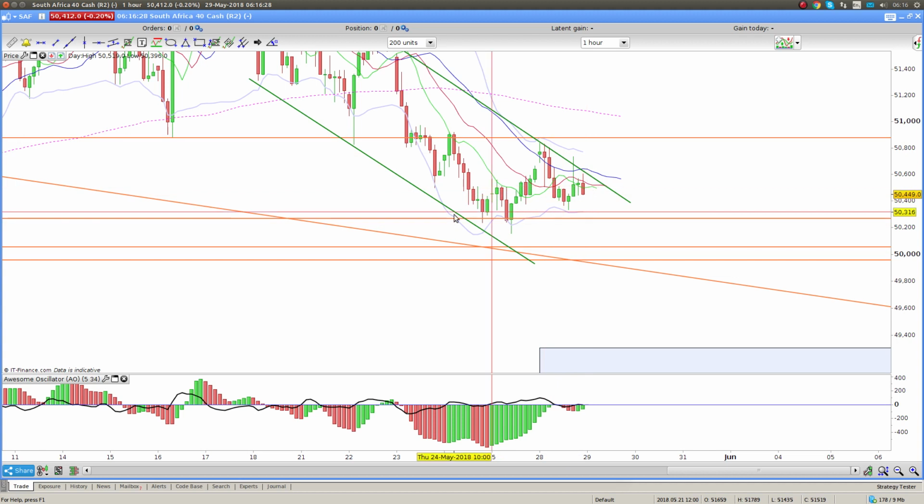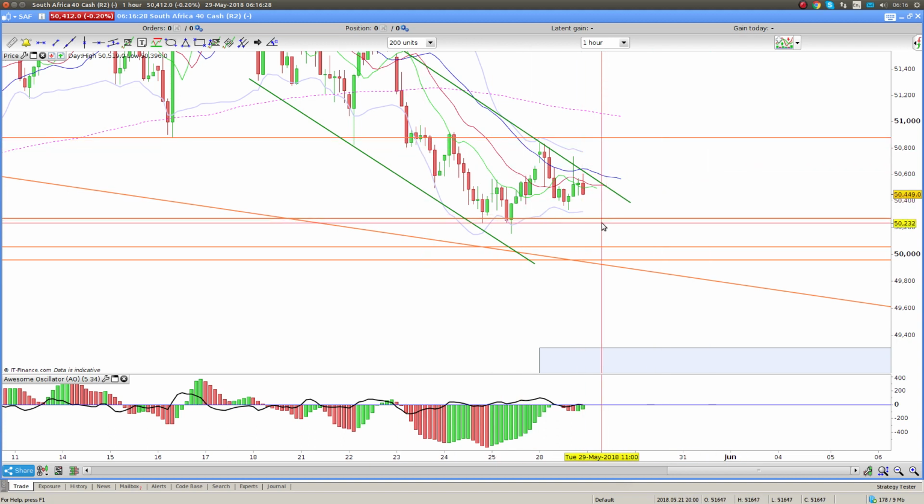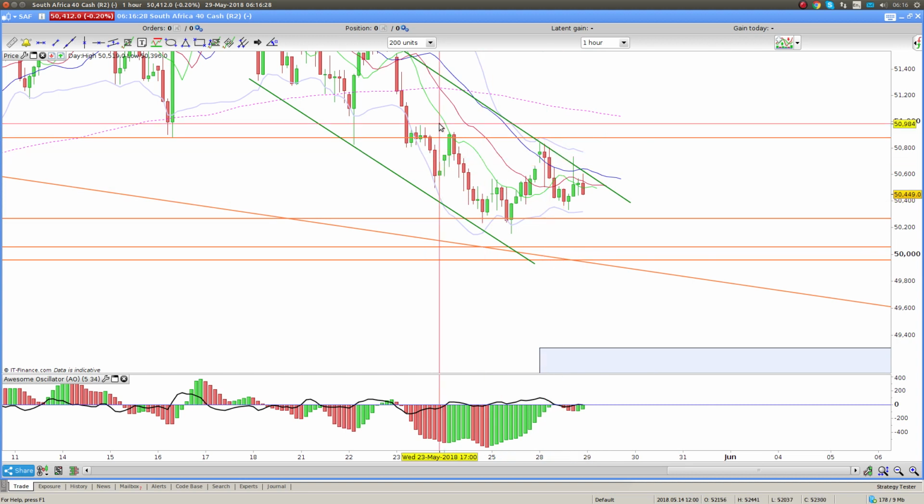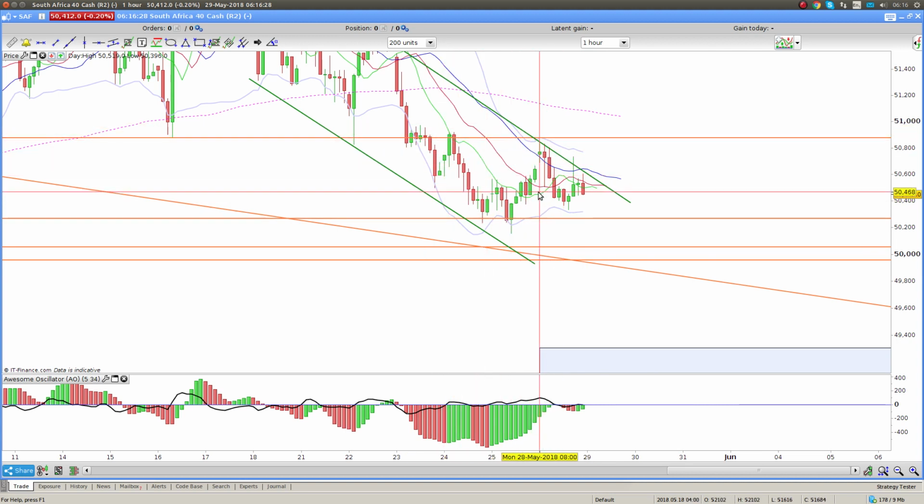So you've got two potential patterns brewing. You're in a downward channel and you're in a horizontal range. So lots of indecision, no real direction.